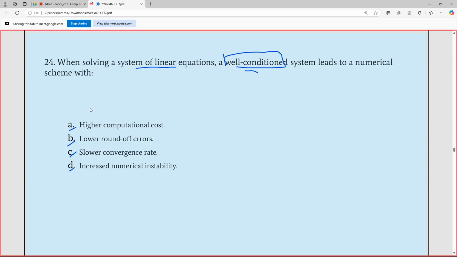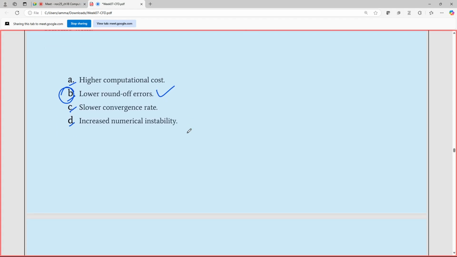Our answer is option B, lower round-off errors. So while solving a system of linear equations, if the system is well conditioned, then the numerical scheme will tend to have lower round-off errors.